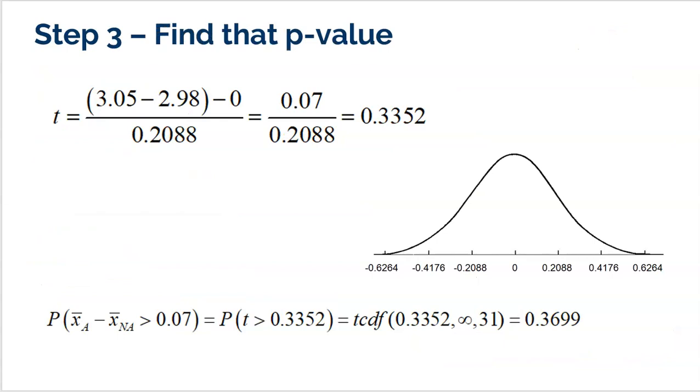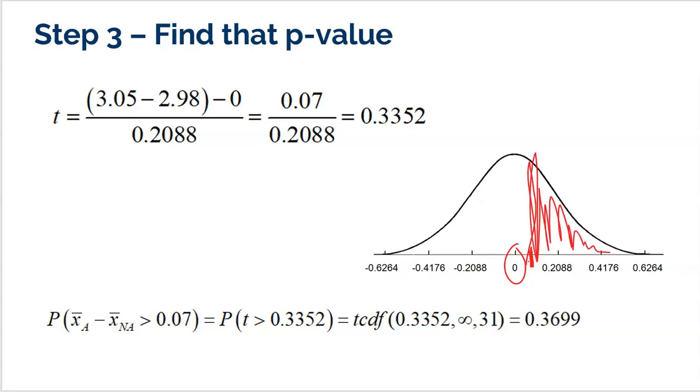All right, so here's the t-score. The t-score is taking my difference, 3.05 minus 2.98, minus 0. Why 0? Because that's the center, that's the mean of the sampling distribution. So I'm going to take my difference, 0.07, divide it by the standard error, and like I told you, this is not very big at all. So 0.07 is a t-score of about 0.3352, so it's not very big at all.